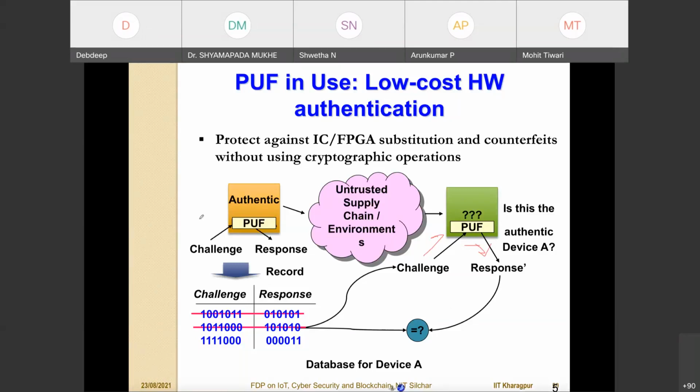So now if you look at the server end, imagine that this is a client node and this is a server. The server doesn't have a copy of the PUF because the PUF by definition is unclonable. So what you can do, at best, is have a challenge response table.